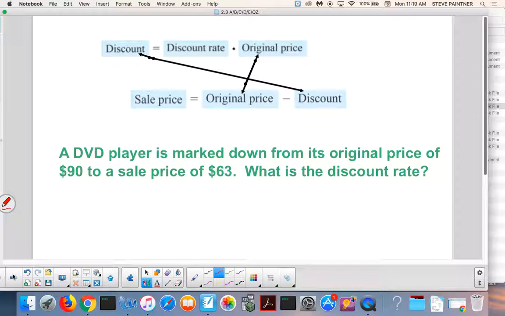All right, I put the formulas here again. Brandon, stay with me. Put a 1 here. Put a 2 here. Here we go. A DVD player is marked down from its own. What's that?